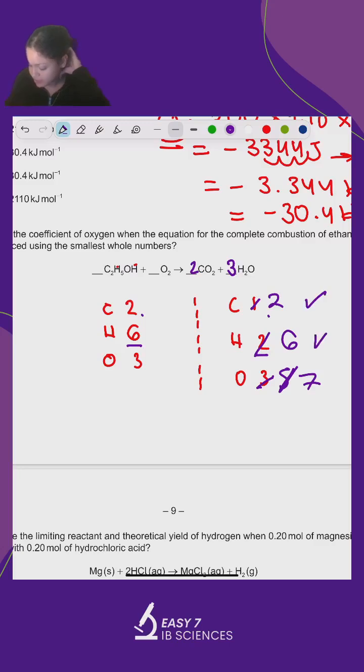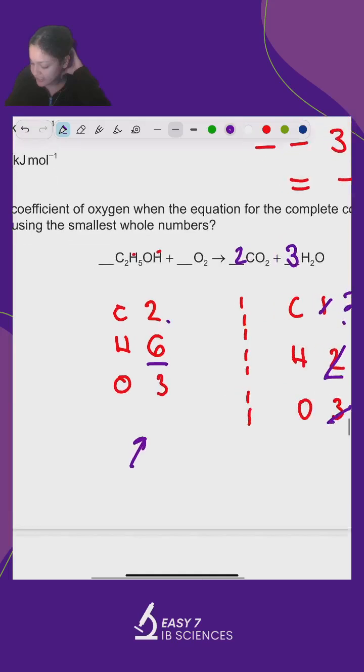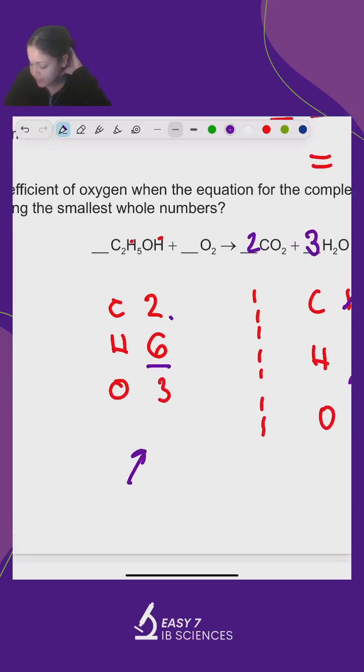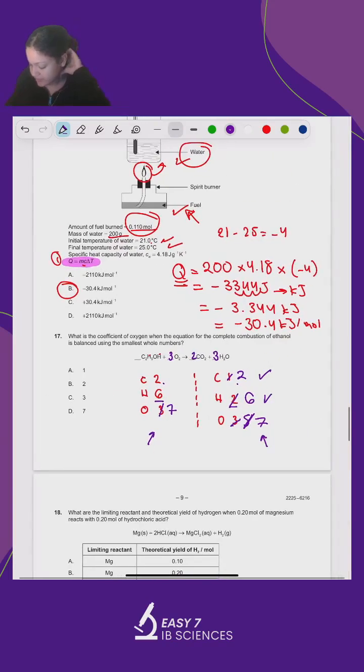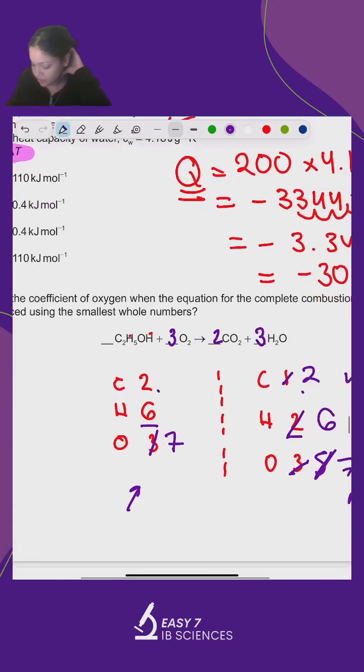So these are balanced, these are balanced, this is not balanced. I know that I can add oxygens here. I can add a coefficient of 3 here, and that will make my oxygen 7. So then this is balanced, that is balanced, which is perfect. So these are my coefficients, 1 plus 3 plus 2 plus 3.